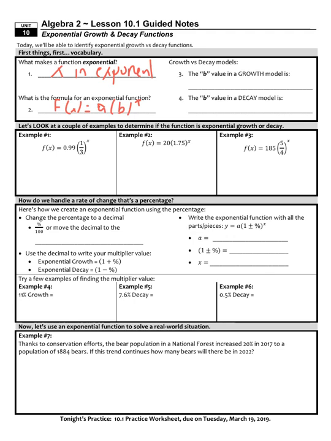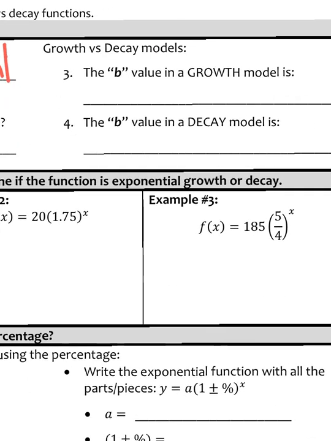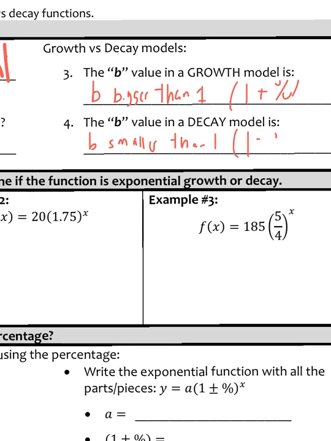And then you have to be able to look at an equation and say, hey, this is growth or this is decay. The way that we tell is that b value. If b is bigger than 1, then it's growth. Another way might be if it's 1 plus a percent. If b is smaller than 1, then that is decay, or 1 minus a percent.